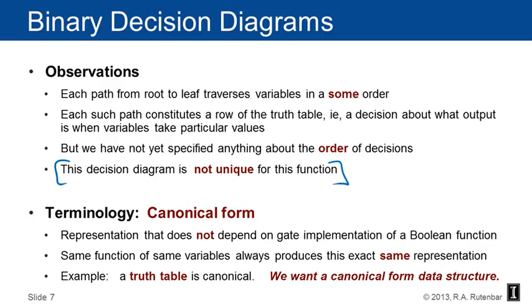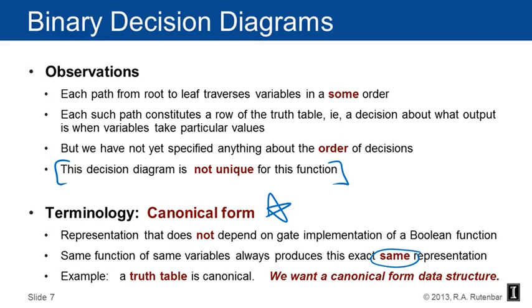And one of the big things that we're really going to be shooting for here is something that's called a canonical form. Now, a representation that does not depend on the gate level implementation of a Boolean function, that's what canonical means. So if you give me the same function of the same variables, it always produces the exact same representation. In this case, a data structure.